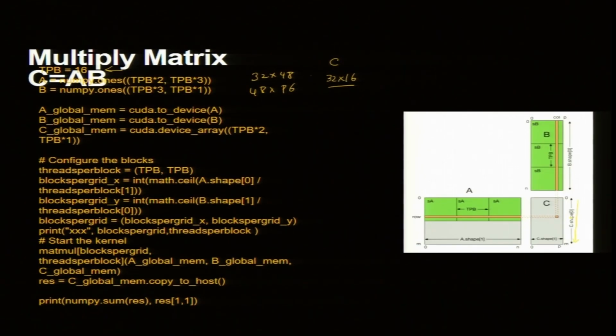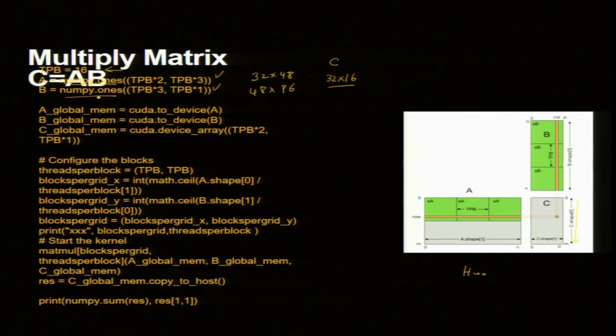This schematic is taken from a book on CUDA. I did not reference it. So, C is 32 by 16, and this is part of the main program, the host code. We create these arrays A and B and fill them with 1. Testing is easy this way. If I put random numbers, I do not know whether my code is correct or not. So, I fill them with ones using numpy ones.